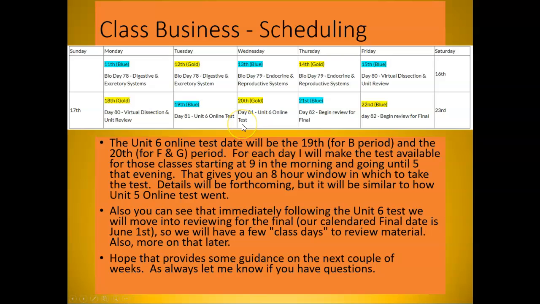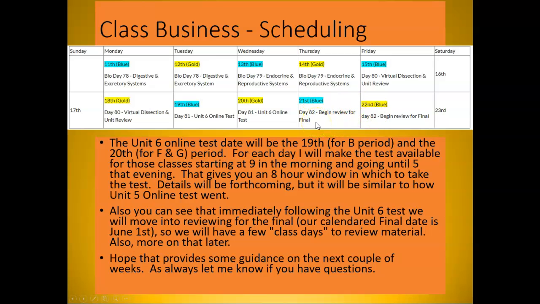So class business, kind of scheduling. We've been looking at the scheduling, trying to figure out how this is going to work. Day 80 is here, which is blue day, our B period day, a virtual dissection and unit review. Day 80 is over here for our gold day, so that's virtual dissection and unit review. And then the 19th and the 20th will be our B period, and then F and G period will be taking our unit tests. They'll start at 9 in the morning and go till 5 that evening, which gives you an 8-hour window in which to take the test on each respective day. And then we'll begin reviewing for the final on the 21st and 22nd, that's day 82.